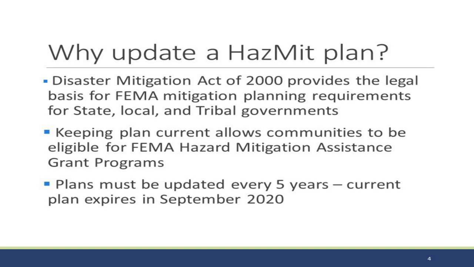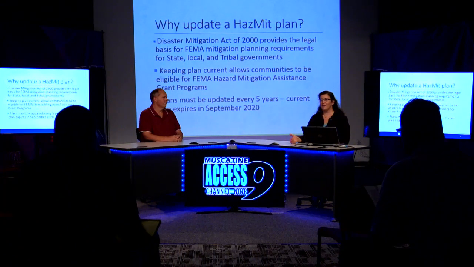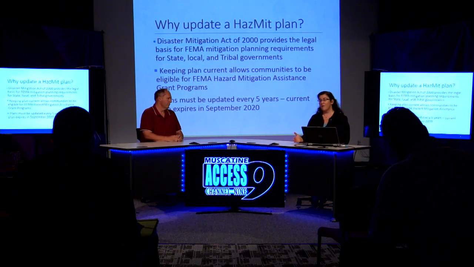The current plan for Muscatine County, as I mentioned, is good through September of 2020. It's now September of 2019, and although it may sound like we have a lot of time, with a year yet left to plan, FEMA requires 6 months of review of any document we put before them. So we really have about 6 months to get the new plan in place before we adopt it.